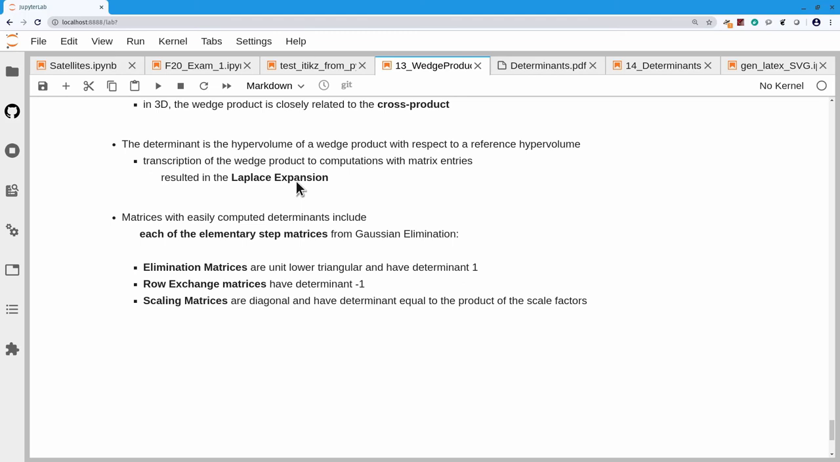We looked at some simple matrices, and among others, they included all 3 types of simple matrices that we see in Gaussian elimination, namely elimination matrices, the ones that put zeros in. We look at them, they're unit lower triangular. They have ones on the diagonal, and the only non-zero entries are below that diagonal, so they have determinant 1. The row exchange matrices we have been using exchange 2 rows only, and therefore they have determinant -1. And the scaling matrices, scaling the pivots, those are diagonal matrices, and therefore have determinant equal to the product of the scale factors.